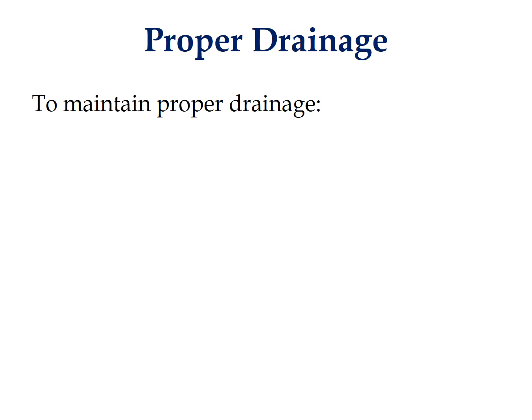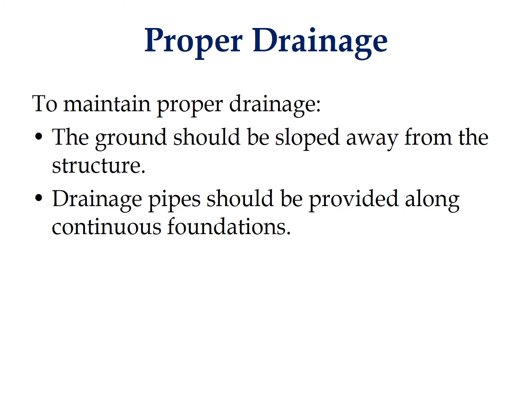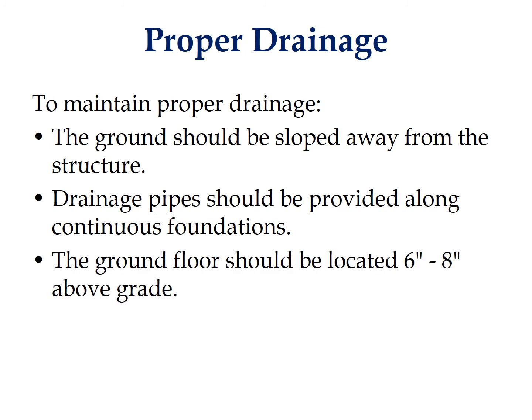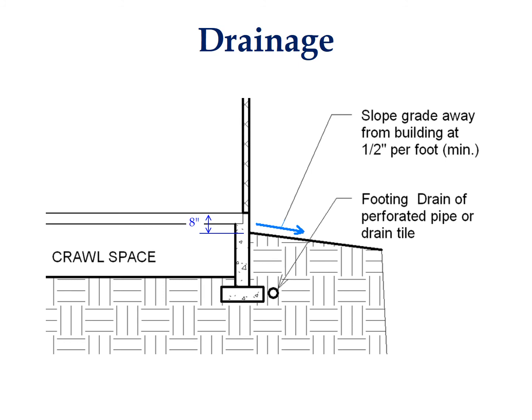To maintain proper drainage, the ground should be sloped away from the structure. Drainage pipes should be provided along continuous foundations. The ground floor should be located 6 to 8 inches above grade. A structure should always provide proper water drainage away from the structure. Here is an example of proper drainage away from a structure.